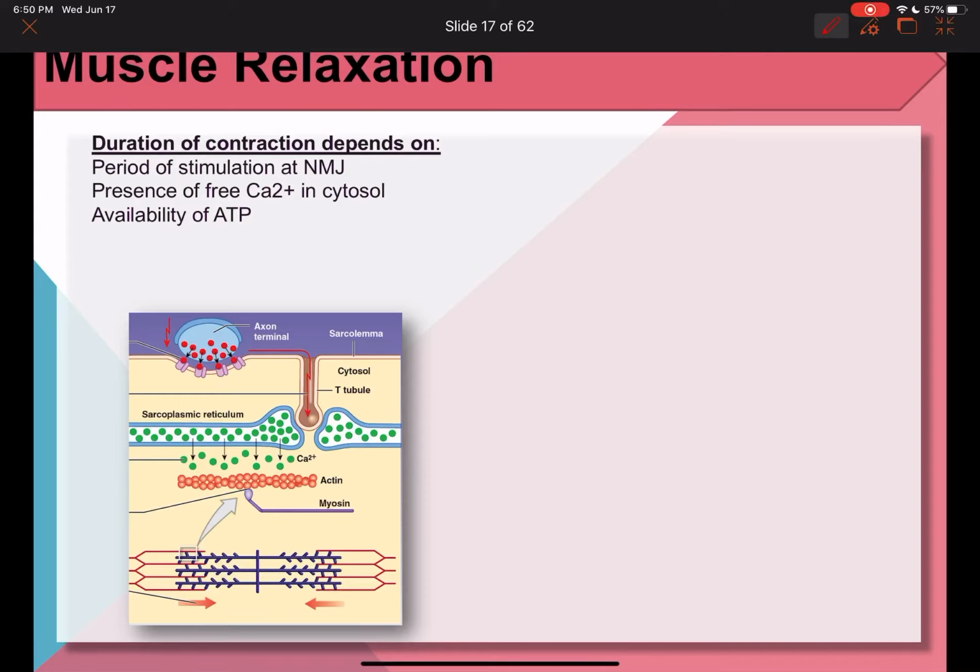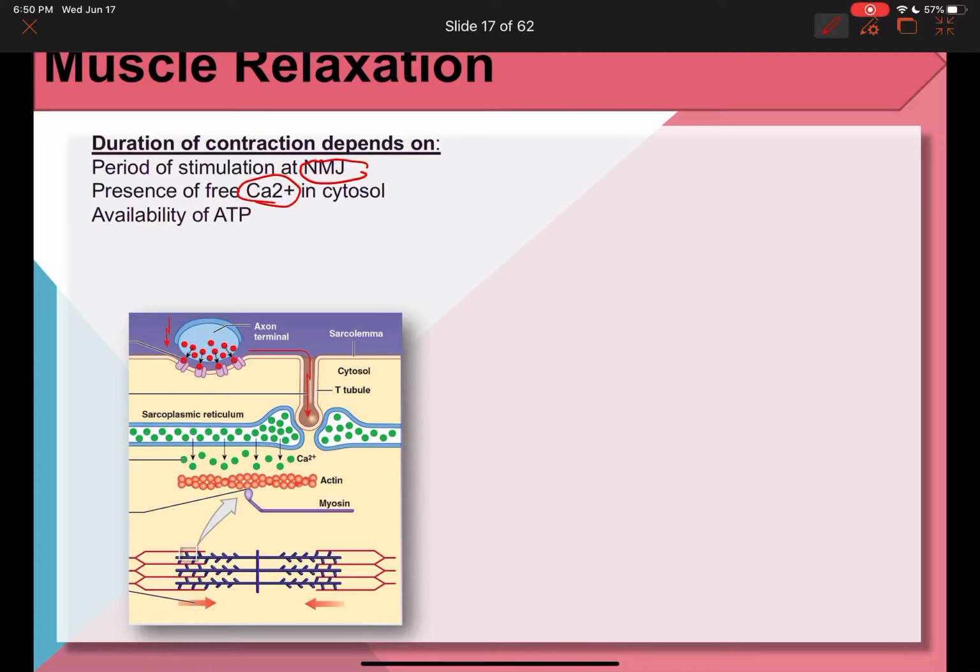First, it depends on the period of stimulation at the NMJ. Okay, so if action potential keeps coming, acetylcholine will continue to be released into the synaptic cleft. Action potential is going to be relayed to the muscle fiber. So that's what regulates how long the contraction will remain. Presence of free calcium ion in the cytosol itself also has a role.